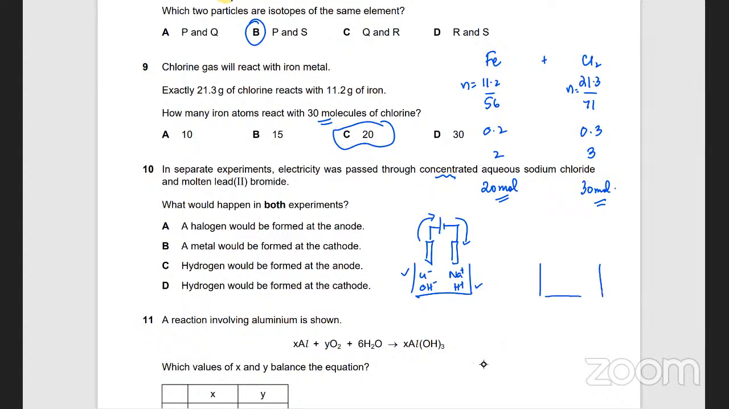What about molten lead(II) bromide? So that means you've got lead 2+ because it said lead(II), right? Bromine is group 7, so bromide is -1, right? And it's molten, so there is no H+ and no OH- ion. So you don't really have a choice. On this side, it's going to be lead that gains electrons. On the other side, it's going to be bromide that loses electrons, right?